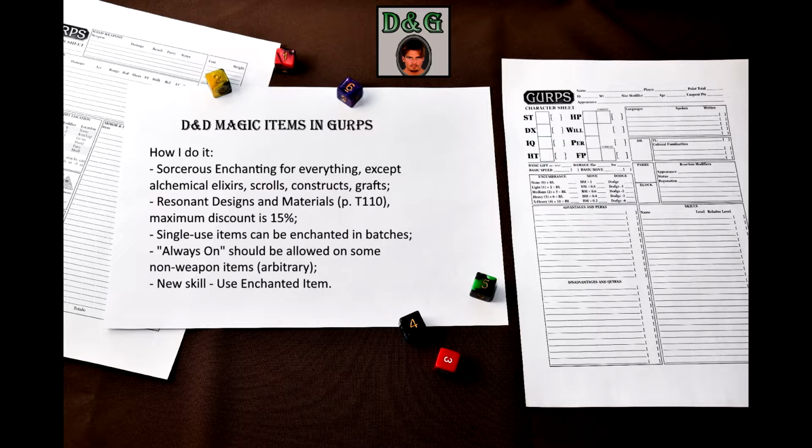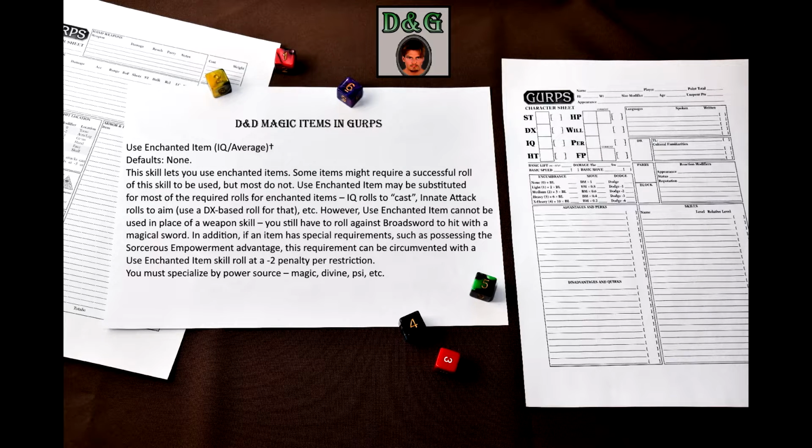Also, I introduced the new Use Enchanted Item skill. I will show it on the screen. By default, when using Sorcerer's Enchanting, enchanters can only enchant items with spells they know, but I think it would be fair to allow additional limitations, such as limited use, without treating it as a separate spell. I will talk about that in more detail in another video devoted to artificers.